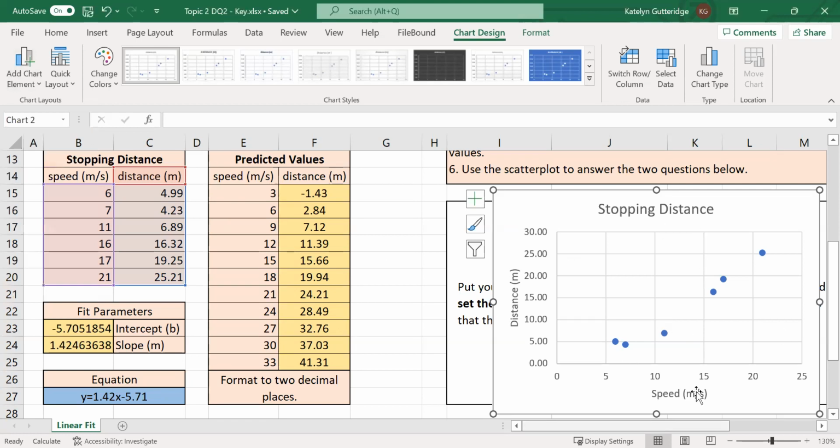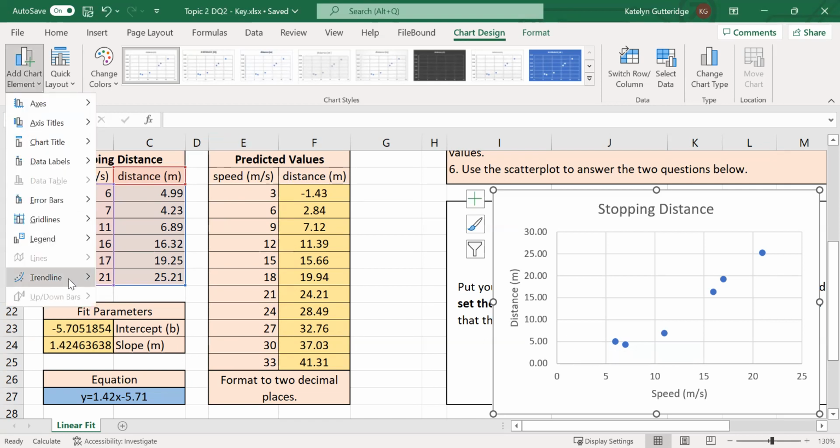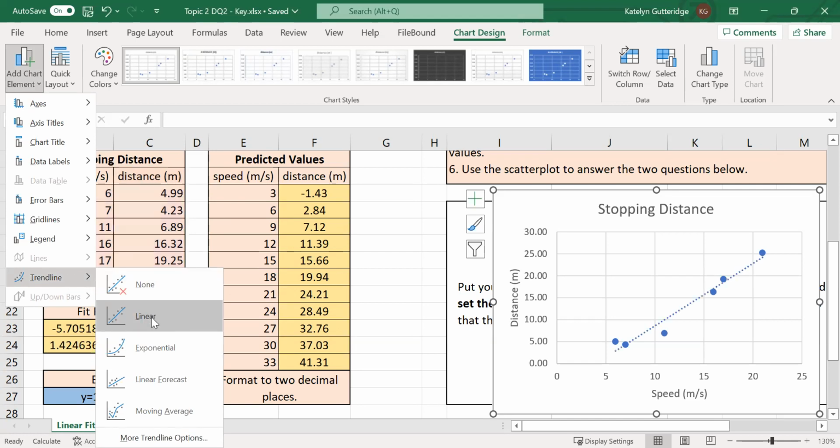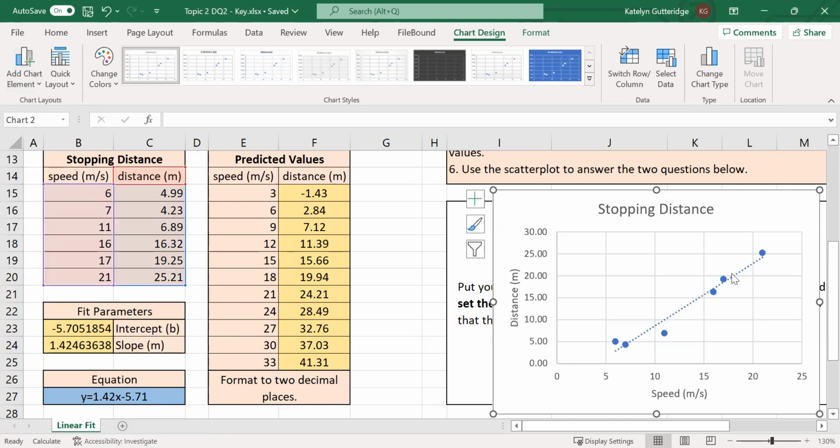Okay, after you've got your chart, you've got your labels, now we need to include a trend line. So we're going to go to that Add Chart Element again. We want to go down to Trend Line, and we want to pick Linear. This is going to give you an automatic trend line on your chart, and it's going to span through your points. So our stopping distance from the X values is going from 6 to 21. So our trend line is spanning from 6 to 21 as the speed, as those X values.